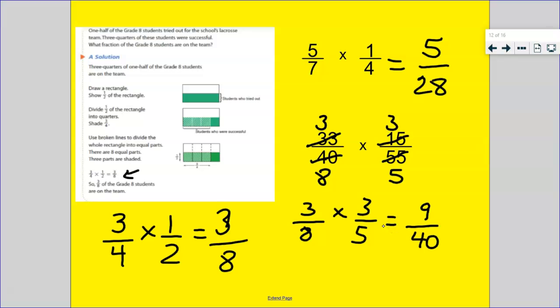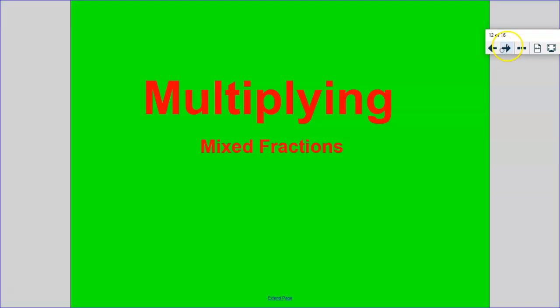Okay, as opposed to, what would this be, 495 over 2200. And oh my goodness, what a nightmare to have to reduce that. So do it first. Look at that diagonal to see if there's a number that goes into both. Okay, and then do the reductions beforehand.